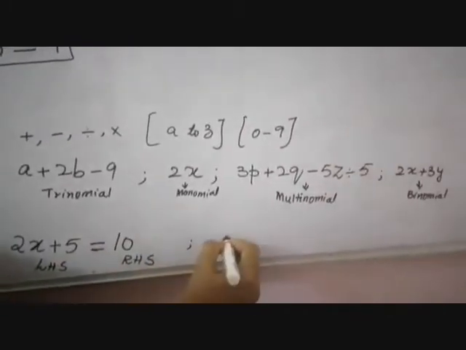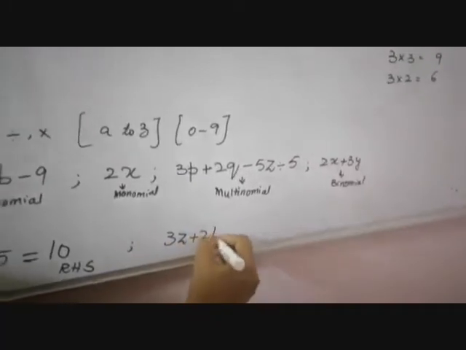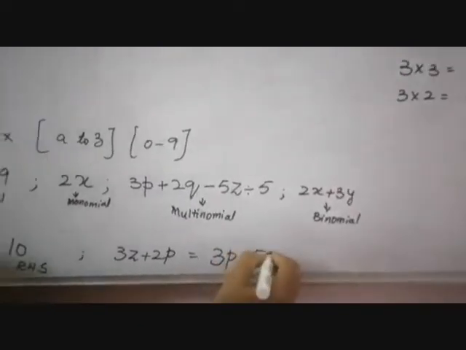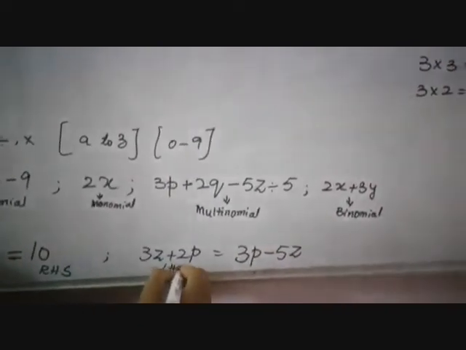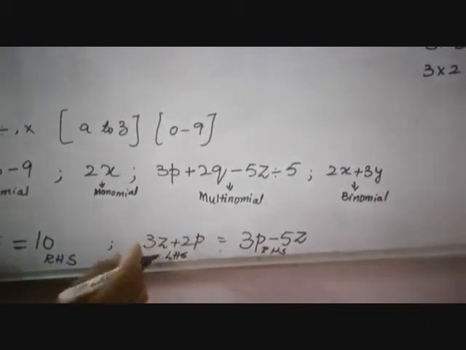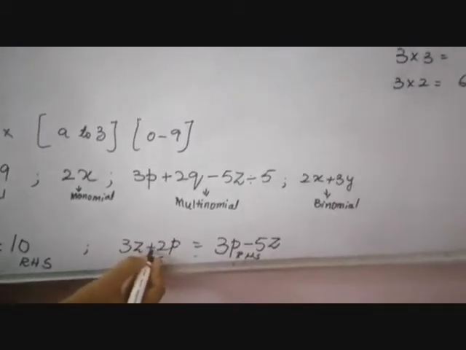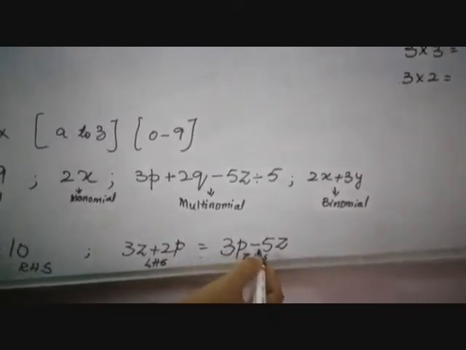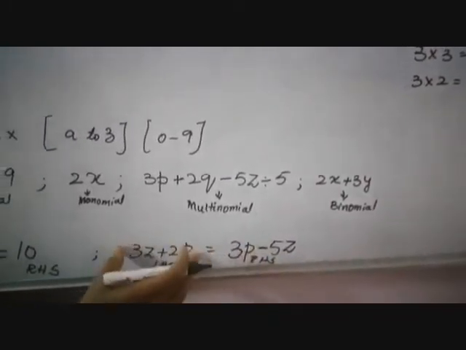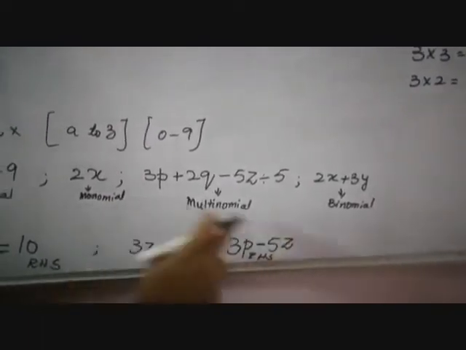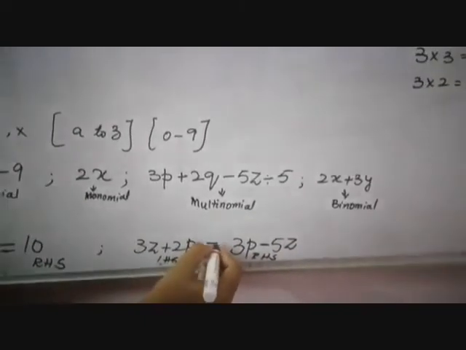One more example I'll give you. 3z plus 2p is equal to 3p minus 5z. We have LHS, is equal to, we have RHS. This is the first expression because it contains constant numbers, variables and fundamental operations. Here also variables as well as constants and the fundamental operation minus. So in between LHS and RHS there is an equal to sign. If both the expressions have an equal to sign, LHS is equal to RHS, then those expressions are called an equation.